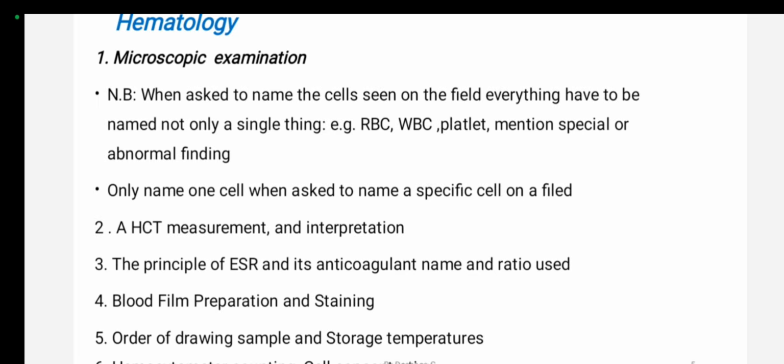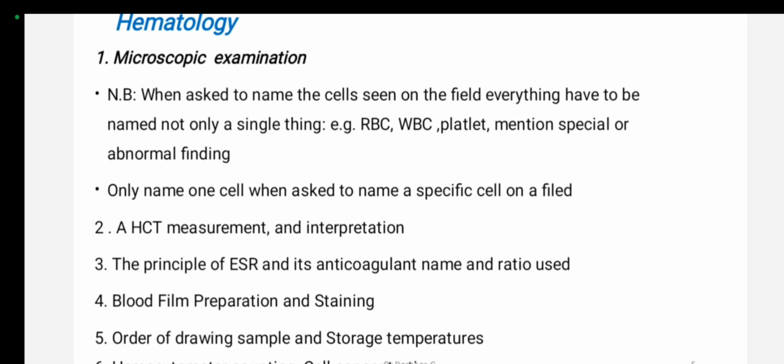Another thing is hematocrit. We may be given a manual hematocrit instrument, and we may be given a sample and asked to measure. So hematocrit is also very common, and we may be asked to state the principle of erythrocyte sedimentation rate, and the anticoagulants used in the Westergren method, maybe. So we have to know its principle and the type of anticoagulants used. Okay, so this is also very common. It's related with the anticoagulant use, very common.